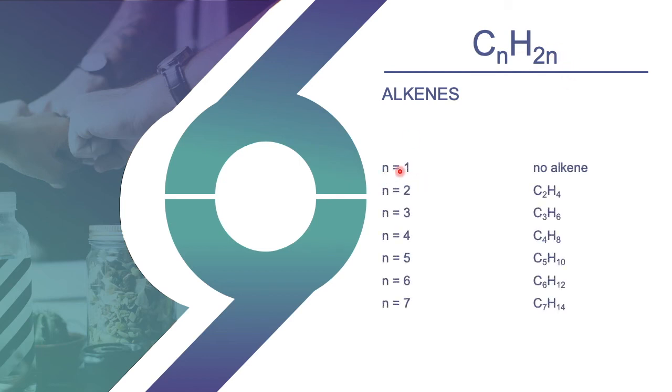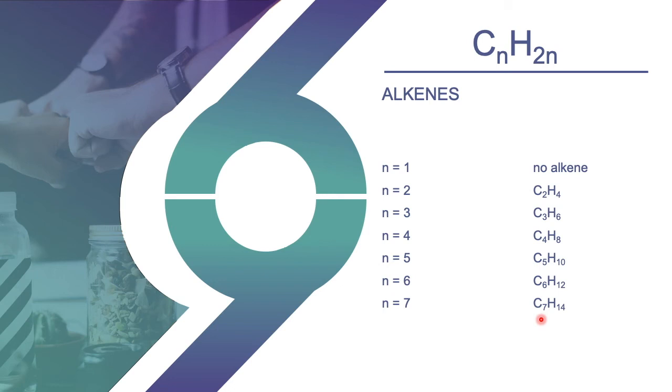Now let's see that in action. N equal to 1, that's not possible. You cannot have an alkene, so that's done. N equal to 2, so you have C2, H, 2 into 2, 4. N equal to 3 is C3, and then H, 3 into 2, 6, so it becomes C3H6. Similarly, N equal to 5 will become C5, 5 2s are 10, H10, C7H14, and so on.